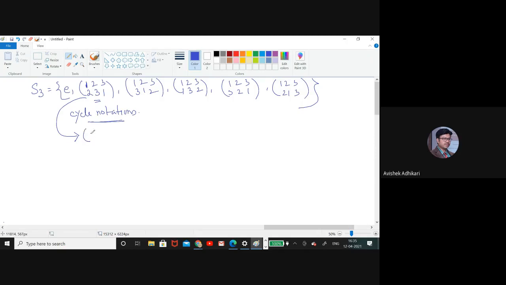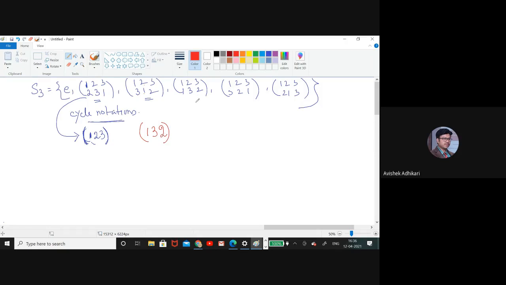So I start with 1 and then check where 1 goes. 1 goes to 2, right? And then check where 2 goes. 2 goes to 3. And then check where 3 goes. 3 goes to 1. If 3 goes to 1, then the cycle is closed. Clear? Again repeating for this. So start with 1. So 1 goes to 3. Okay. And then check where 3 goes. 3 goes to 2. And then check where 2 goes. 2 goes to 1. Same, starting with the same element. That means the cycle will be closed.